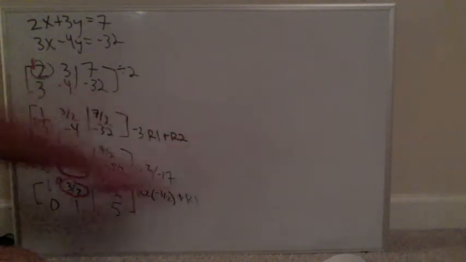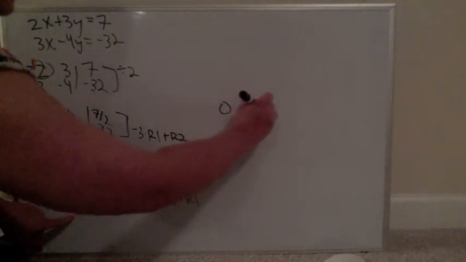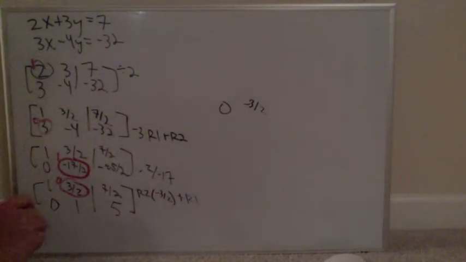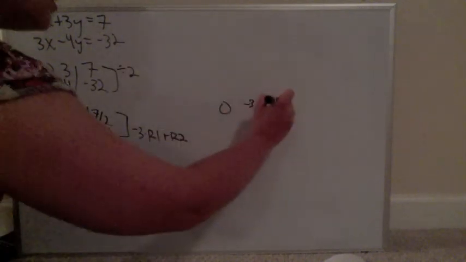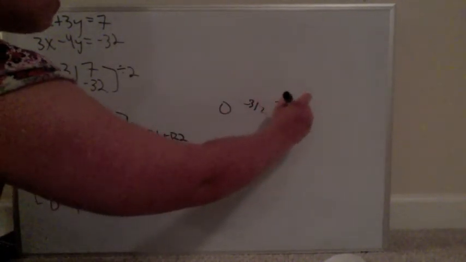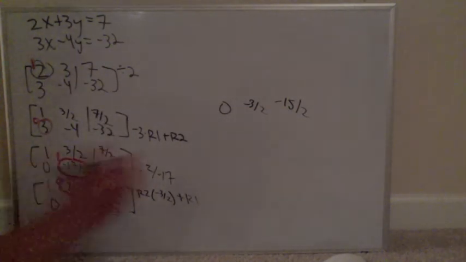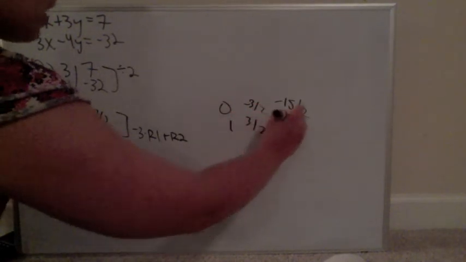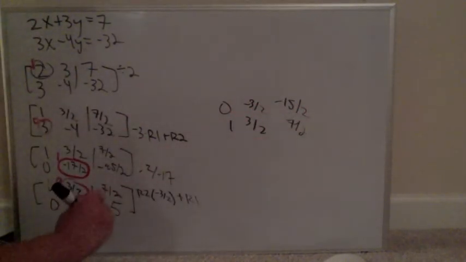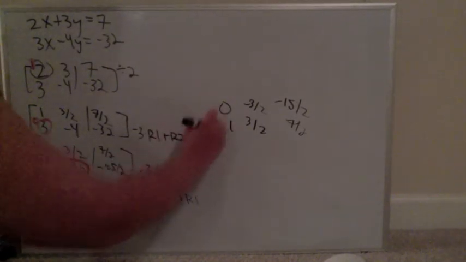So I'll just do this off on the side. So row 2 times negative 3 halves. 0 just stays 0. 1 times negative 3 halves is negative 3 halves. 5 times negative 3 halves is negative 15 halves. Then we're going to add it to row 1 as is. So 1, 3 halves, 7 halves. Let's add that.